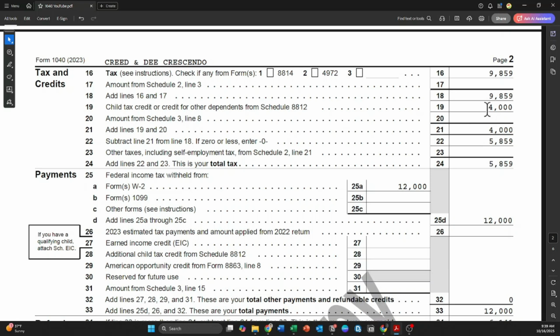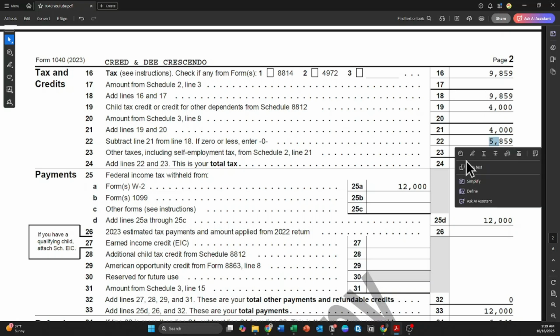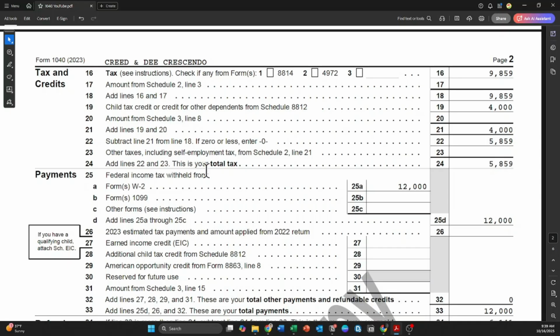$5,859 after subtracting the $4,000 from $9,859. This is his total tax owed for the 2023 tax year, $5,859. So that's a huge difference between what it could have been with the $9,859 versus what it is now. So that kind of explains how to look at the tax section.